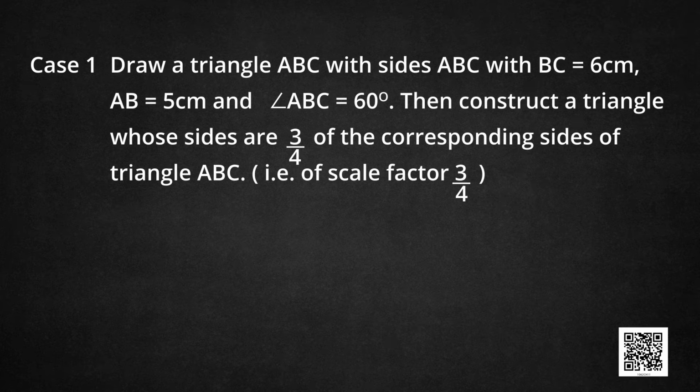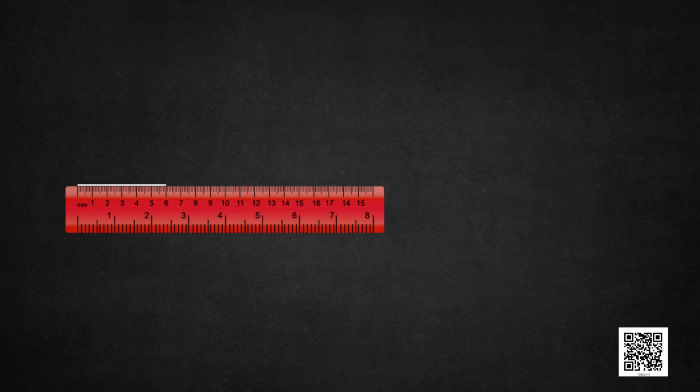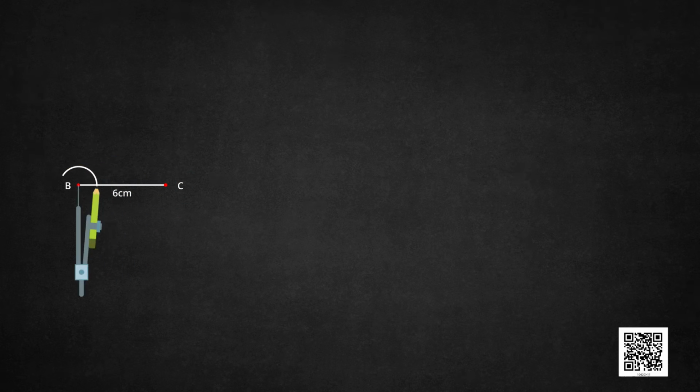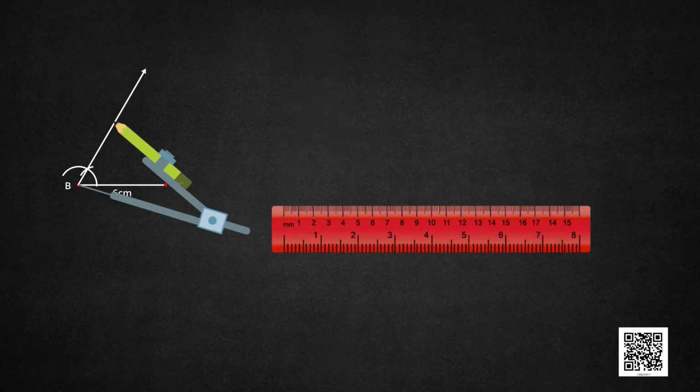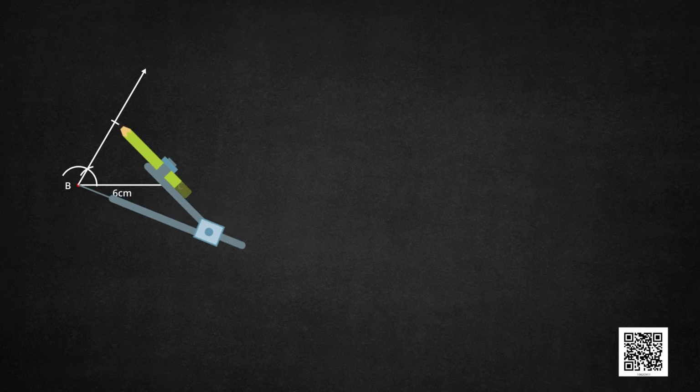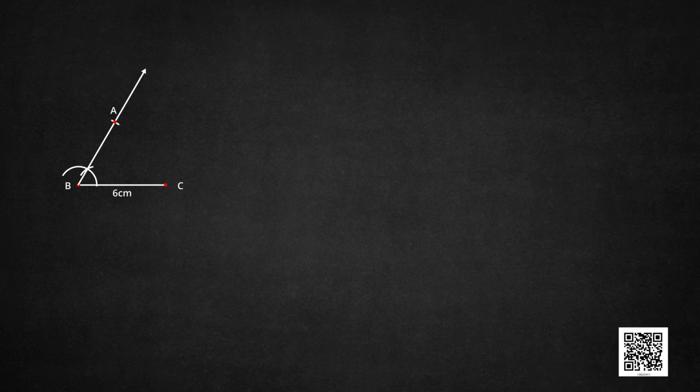Children, in previous classes we have learned how to construct this triangle when 3 of its parts were given. If we draw a rough sketch like this, we can see that AB is equal to 5 cm, BC is equal to 6 cm and angle ABC is equal to 60 degrees. So we are given two sides and the included angle. Draw a line segment BC of length 6 cm. At point B, draw an angle of 60 degrees. Now with a radius of 5 cm and center at B, draw an arc cutting the 60 degree angle ray at point A. Join A and C. We get triangle ABC.